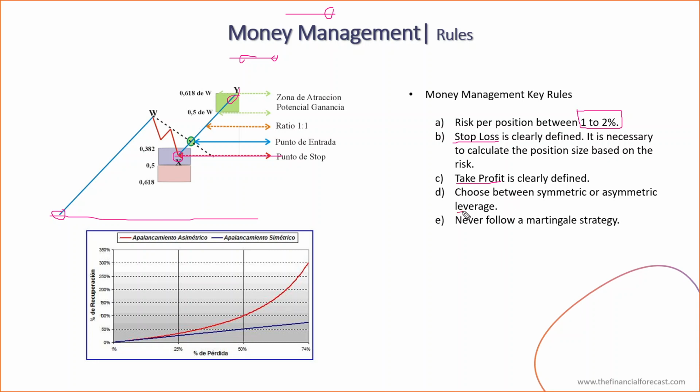Then, leverage. This is also very, very important. We will discard the martingale strategy. So this is not allowed. Yes, this means that we will double every time that we have a losing position. We will double the amount of money we are investing in that trade. So this is not allowed. We will never follow a martingale.